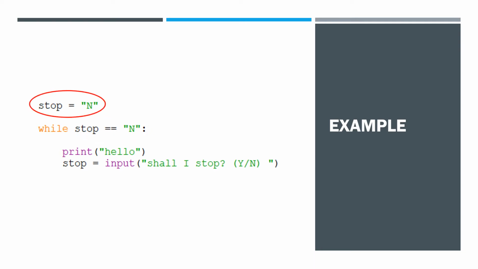Before the loop begins, we've set the value of stop to N. That means that the loop is guaranteed to run at least once. And then inside the loop, we're giving the user the opportunity to change the value of the variable. That means it's possible to stop the loop. And what will stop the loop is typing anything other than N, because it's only while the variable holds the capital N that the loop will continue.